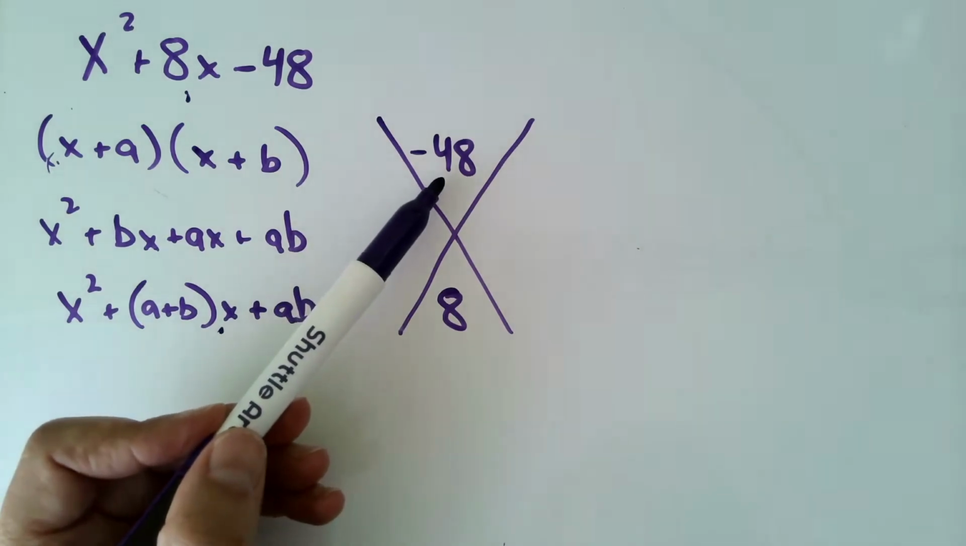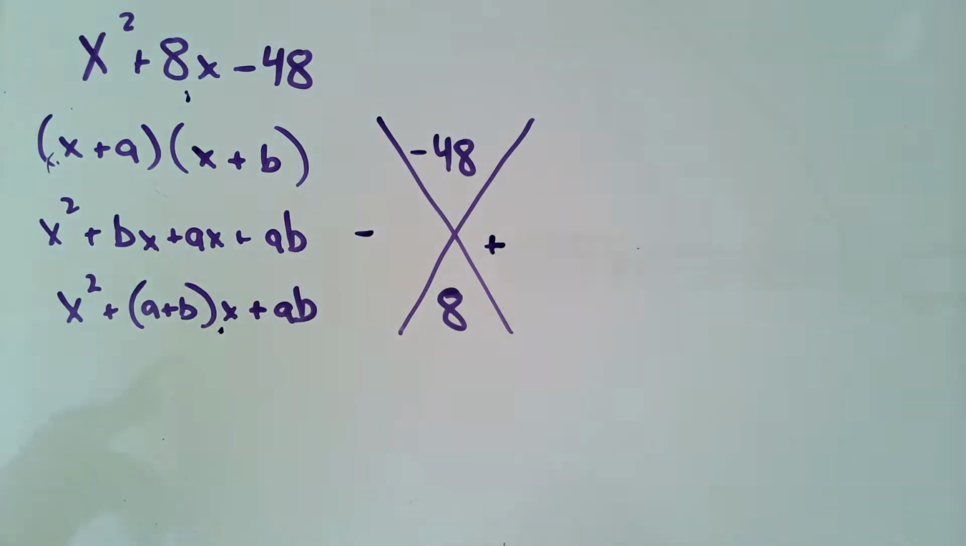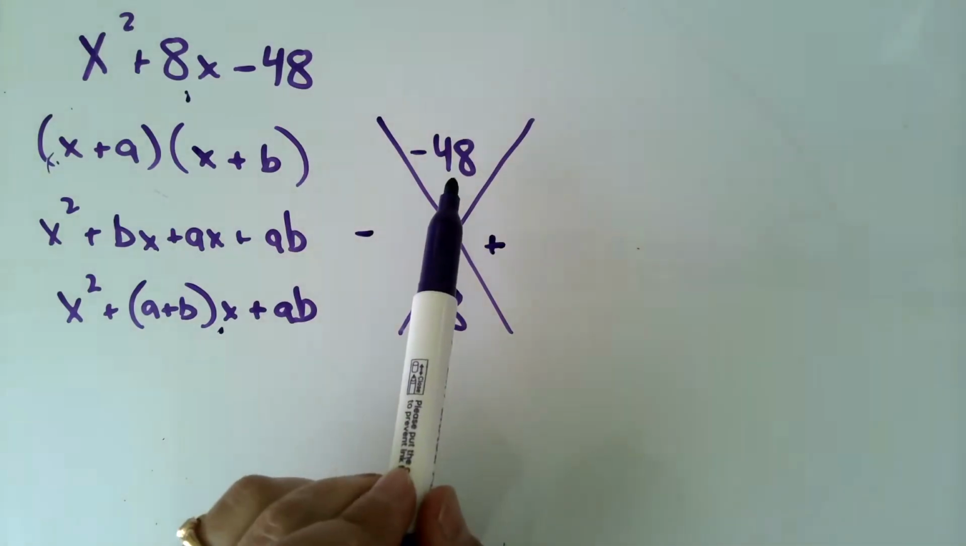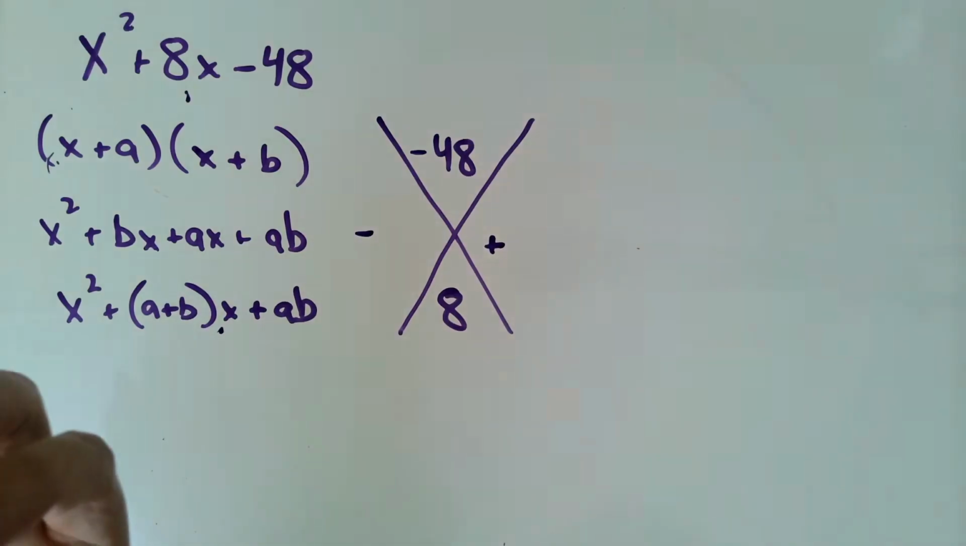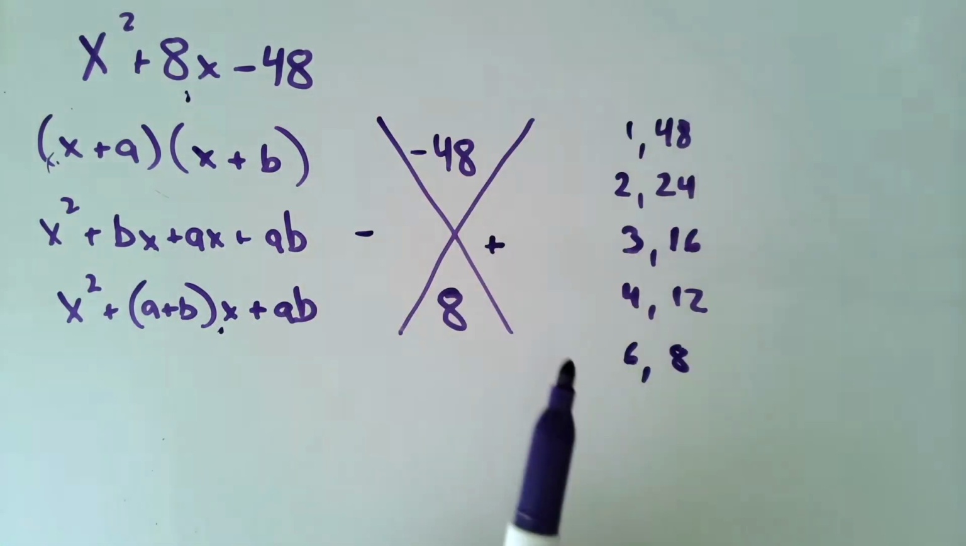So I see that I'm multiplying to a negative. That only happens when I have one negative and one positive. And now I'm going to ask myself what things multiply to 48. For me, the easiest way to do that is to make a quick factor list. So that's 1 and 48, 2 and 24, 3 and 16, 4 and 12, and 6 and 8.